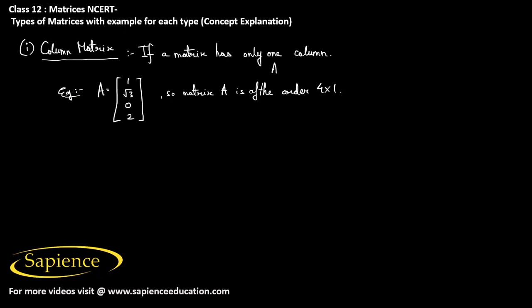So it means that a column matrix should be of the order m cross 1. It can have m number of rows and one column. Here the matrix A is of the order 4 cross 1, and so it is a column matrix. So A is a column matrix.